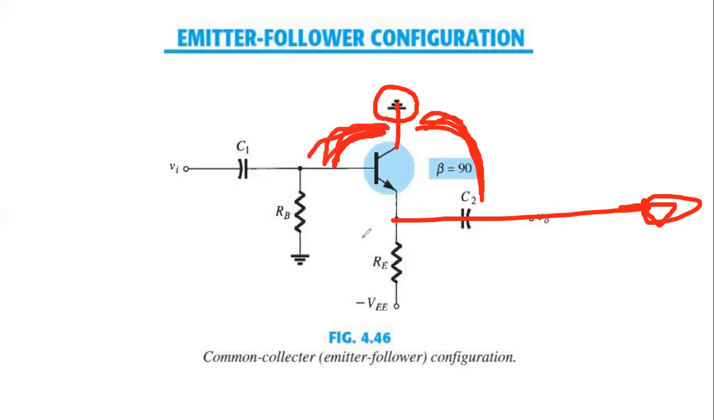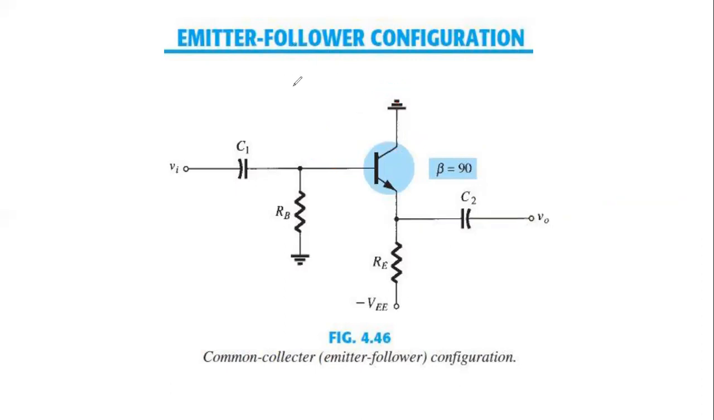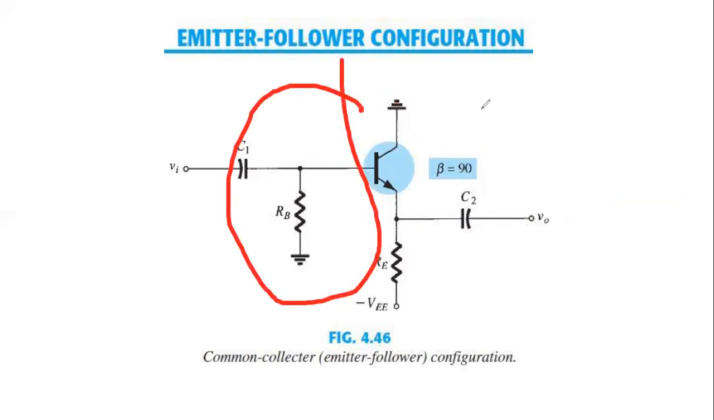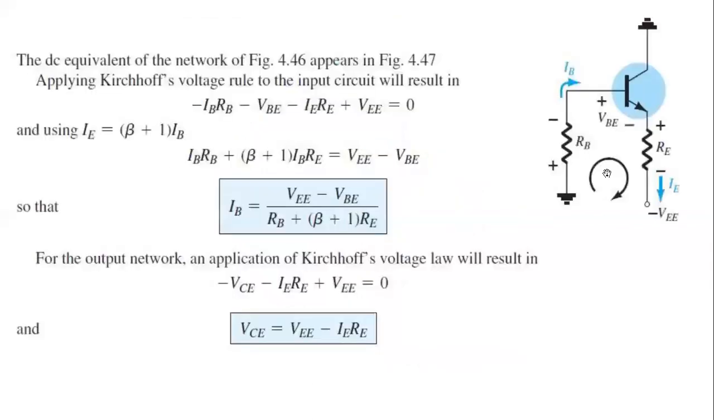In the same way, we will apply KVL in the input side, and the output side is also a KVL. We will not discuss too much because these are the same pattern. So if you apply the KVL here, what will that be? You see the IB current.